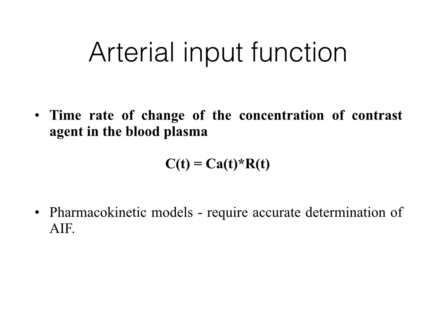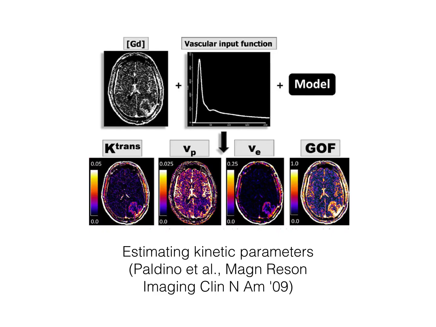which is mathematically given by C(t) equal to the arterial input function. C(t) is the concentration time value of a voxel, and AIF(t) is the arterial input function, convolved with R(t), which is the system function of that specific tissue. So this is really important for accurately determining the pharmacokinetic parameters, which are really important for estimating the tumor.